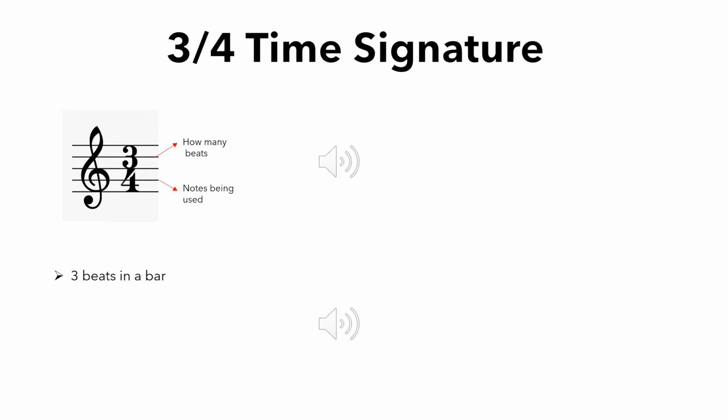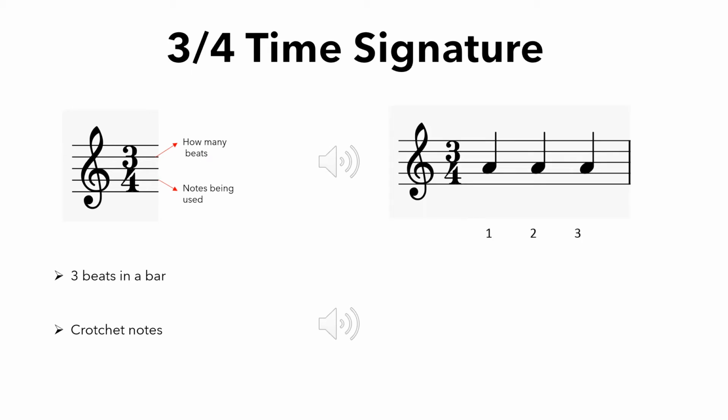We're now going to look at 3-4. The top number is how many beats are in a bar, and the bottom number is the type of notes they want us to use. Our top number is 3, which means there'll be 3 beats in a bar, and our bottom number is 4, which means we're using crotchets. So in our bar we need 3 crotchet notes. This is what it looks like. We've put our numbers 1 to 3 so that we can count along, as there are only 3 beats. This is what it sounds like.